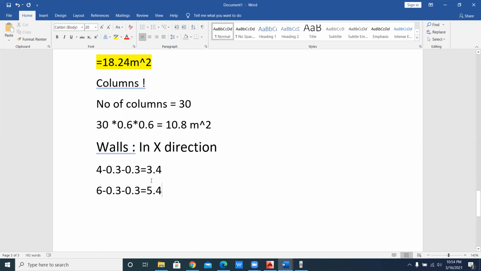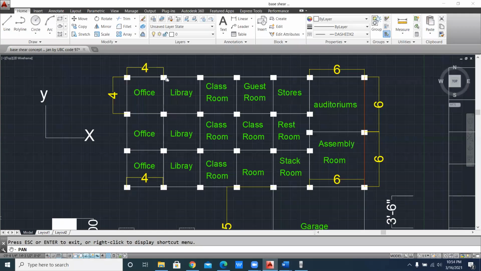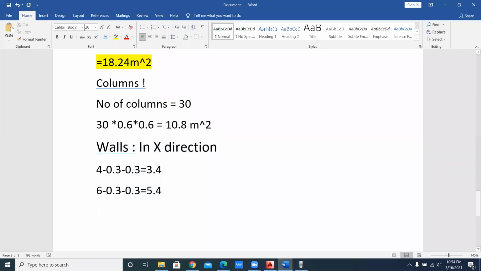So how many walls do you have in the 3.4 direction? Whenever you count: 1 2 3 4 5 6 7 8 9 10 11 12 13 14 15 16 17 18 19 and 20. So there are 20 walls. So you have to write here 20 multiplied by the number I have here, and here you have to multiply with the wall thickness.